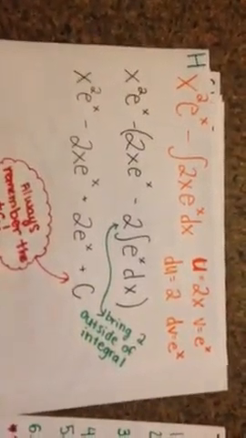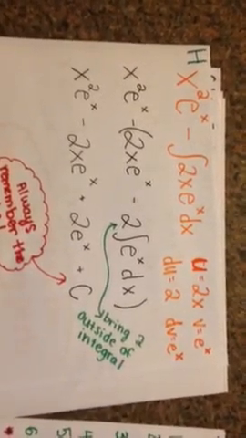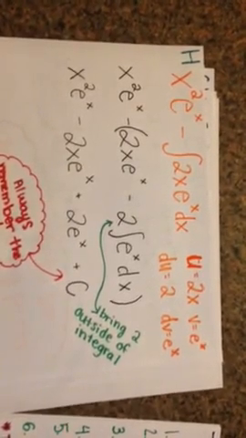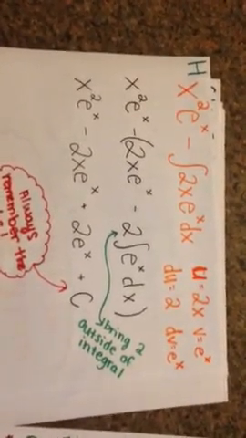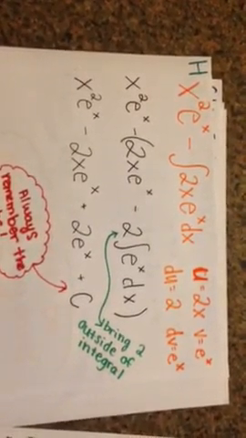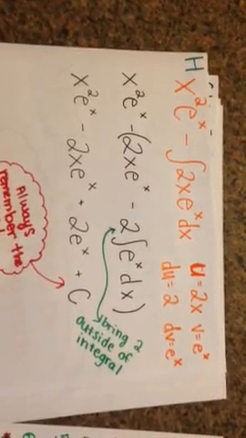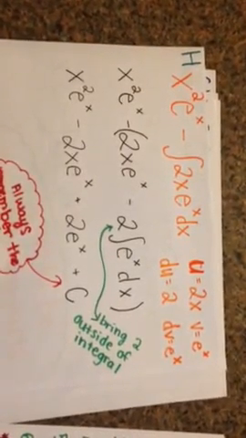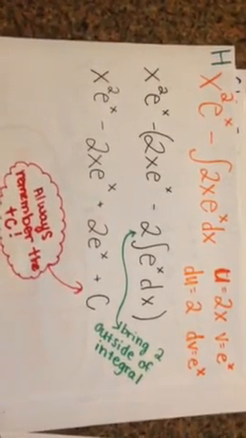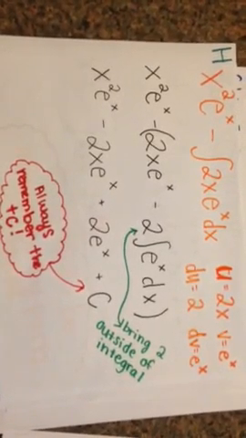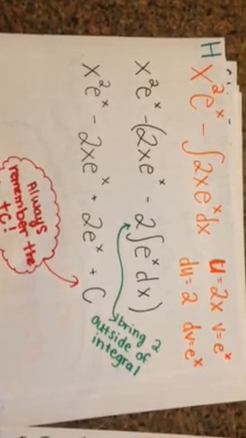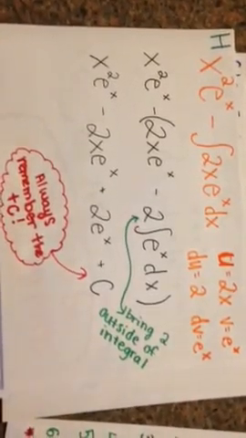And so when you integrate it again, you find u to be 2x, du to be 2 dx, v to be e to the x, because dv was e to the x also. So you plug in again the values, get x squared e to the x minus 2x e to the x minus 2 integral e to the x dx. Make sure you bring the 2 outside of the integral because it is a constant. And then your final answer is x squared e to the x minus 2x e to the x plus 2 e to the x plus c. Always remember to add c to the end.